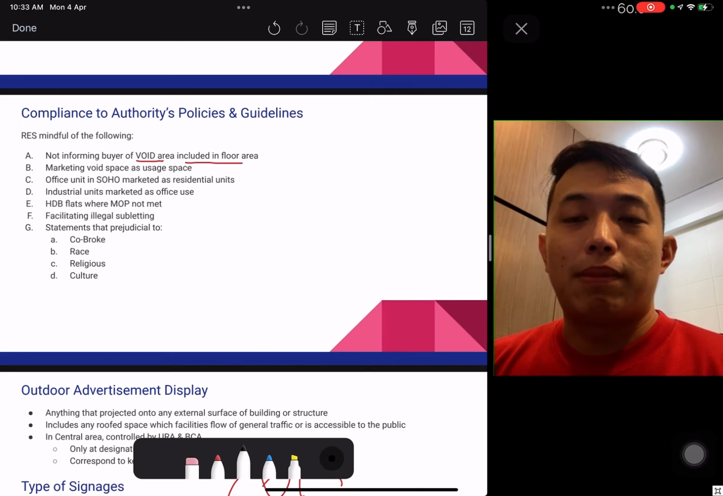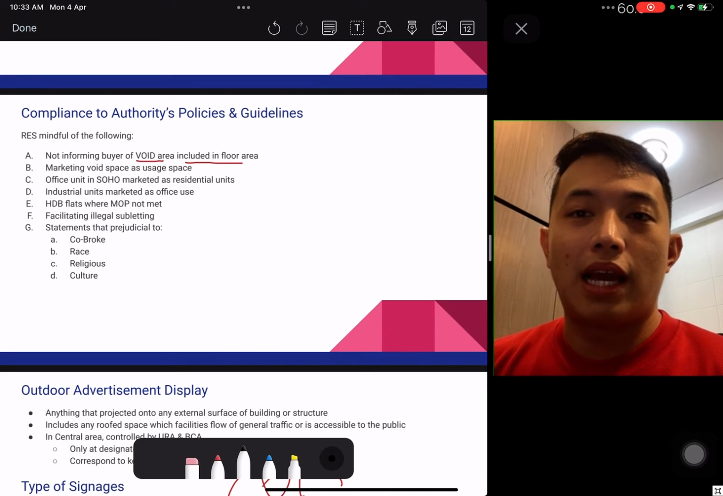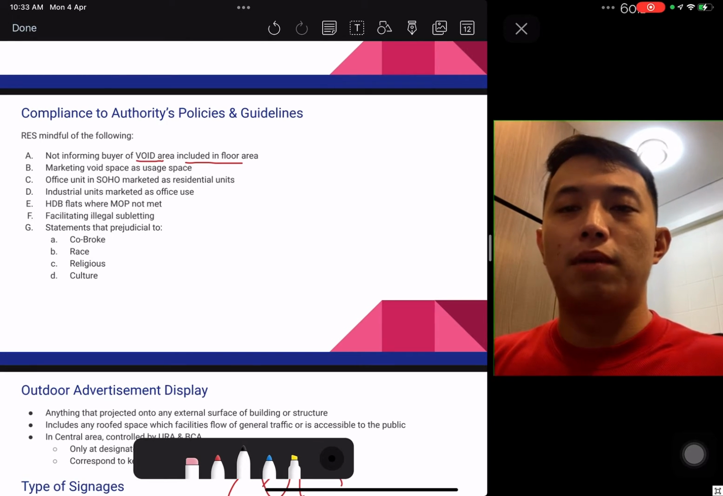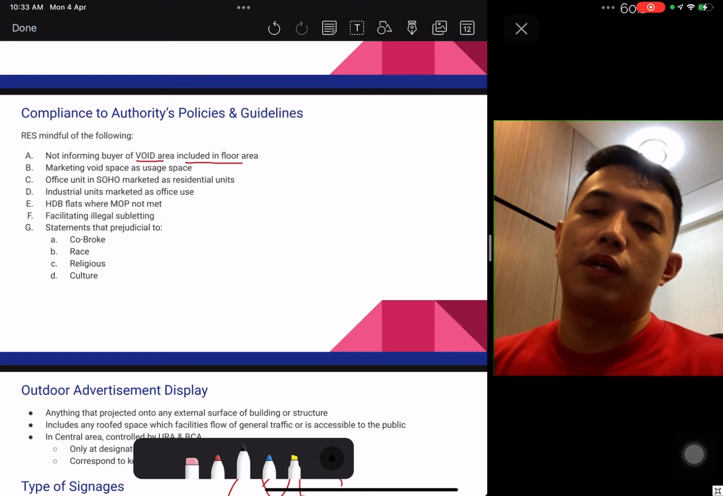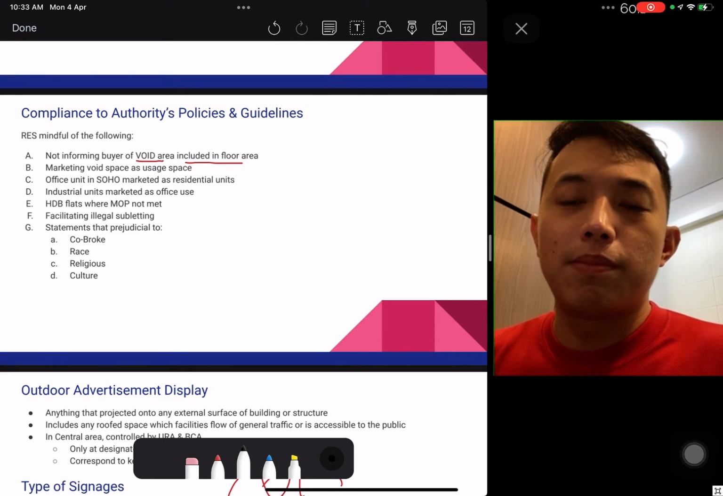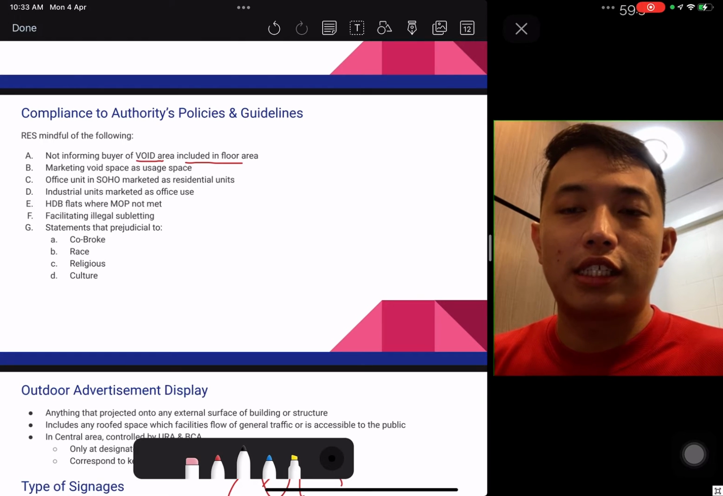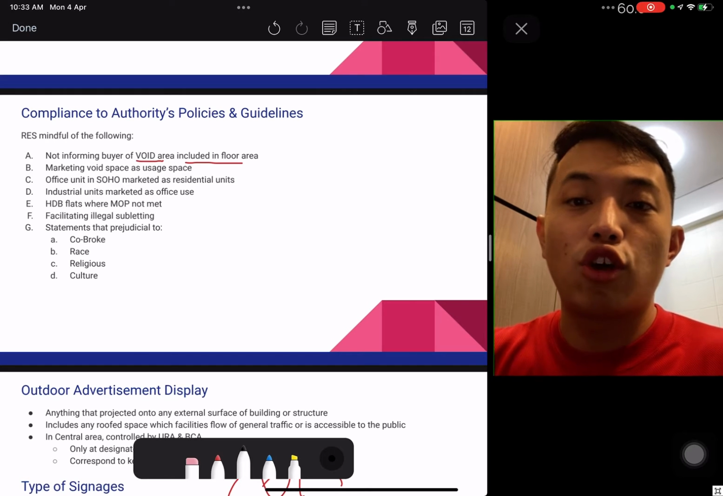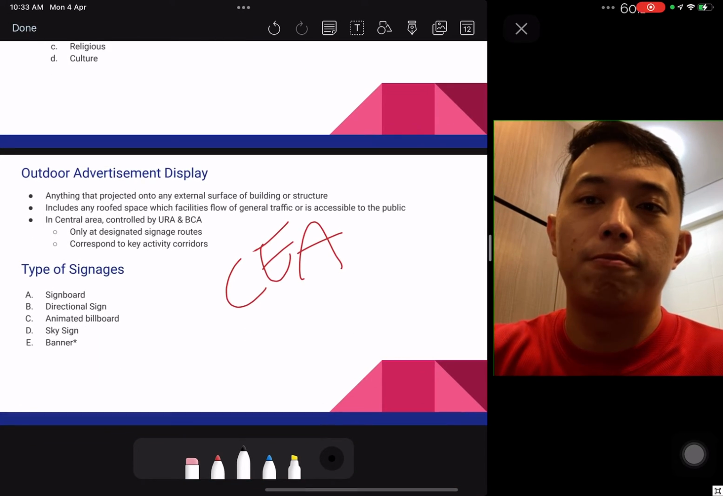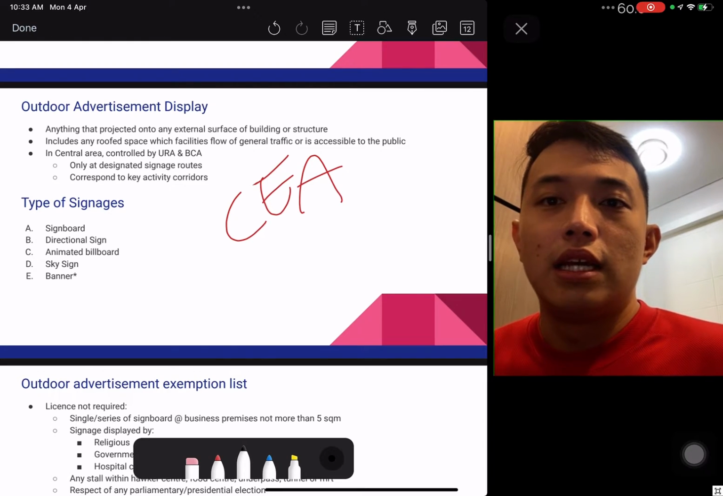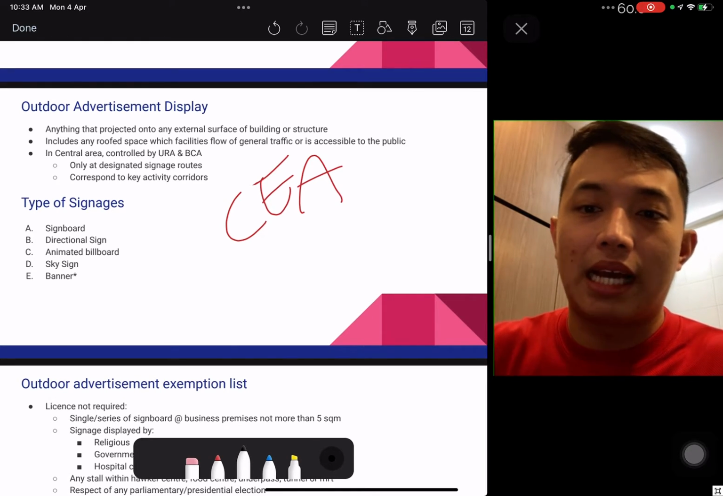Facilitating illegal subletting: if those HDB flats are not allowed to sublet after the first sublet already, please take note. For private property, it must also be agreed by the first owner in their first contract. Okay. So statements such as no co-broking, religion, race or culture are not allowed to be placed inside the advertisement. For outdoor advertisement displays such as signage and boards, this one I want to go through.